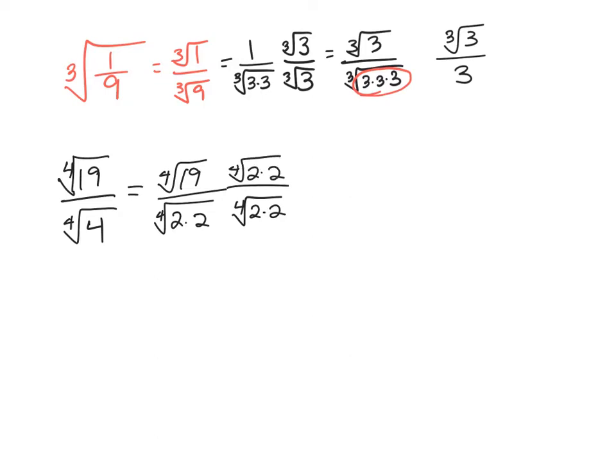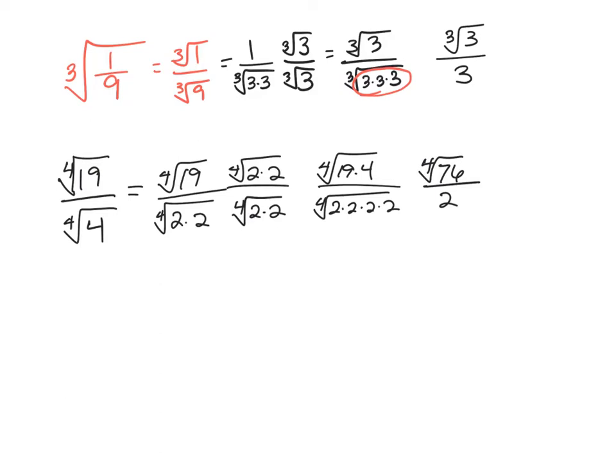You can just put 4. Yeah, you can just put 4. That's fine. So now I have the fourth root of 19 times 4 over the fourth root of 2 times 2 times 2 times 2. And again, you can skip writing that all out. You could just multiply 19 times 4, which is 76. Fourth root of 76 over 2.